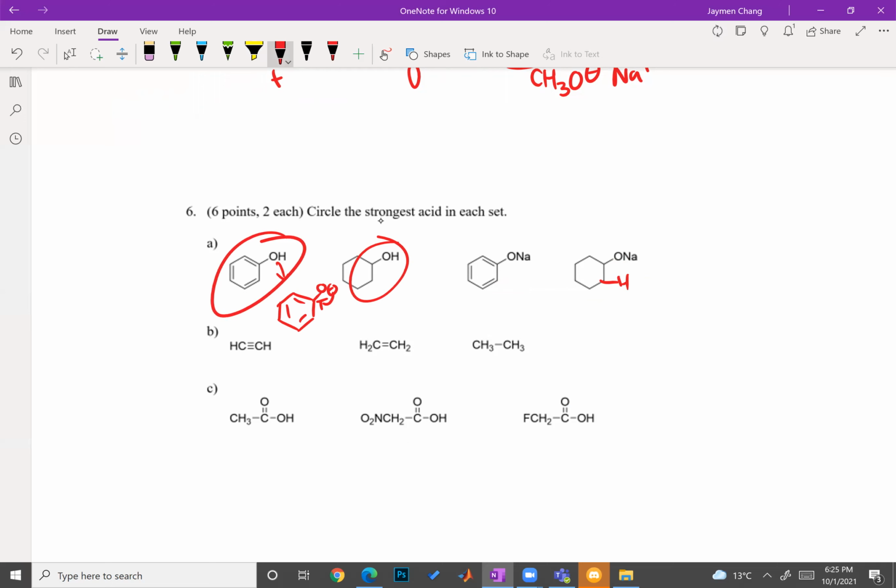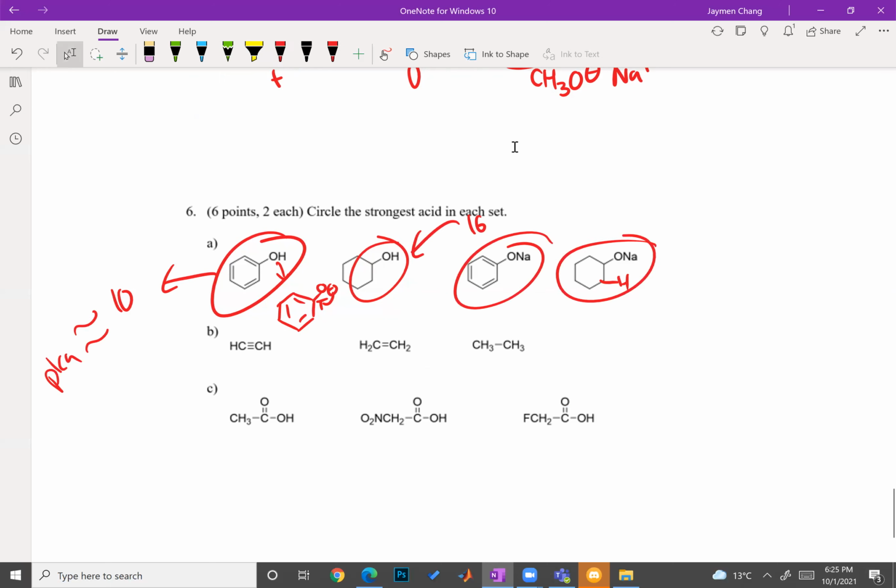Also, another thing you can realize is that OH, phenol in this case, is going to have a pKa of about 10. The pKa of a regular alcohol is about 16. This we won't even have pKa values for, so they're not even acidic.